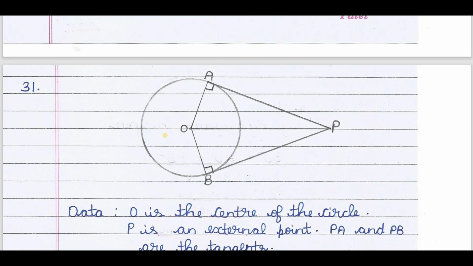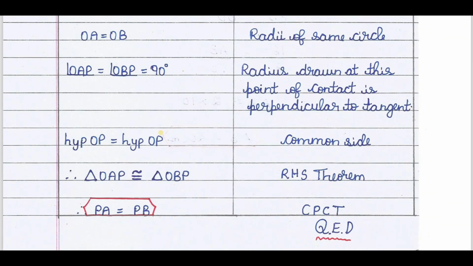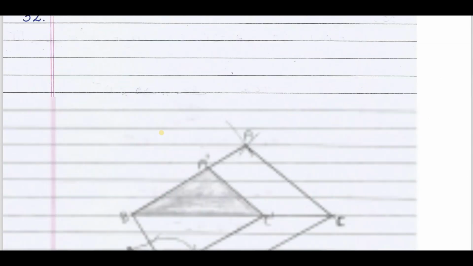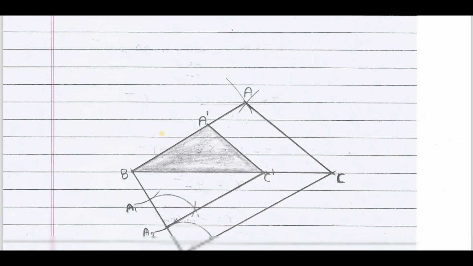31st question, very important definite question. The lengths of the tangents drawn from an external point to a circle are equal. Do try to practice all these theorems. Construction of similar triangles, the ratio is what? 2 by 3.